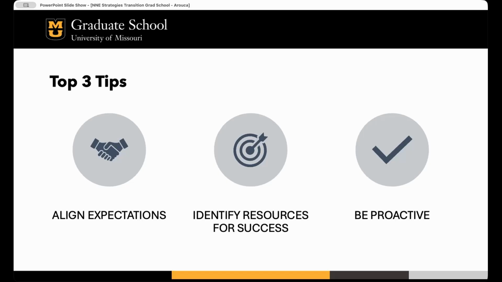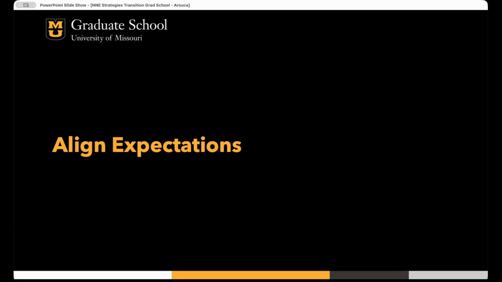The first one is to align expectations. Then is to identify the resources for success, like I was mentioning, what in my context, and then to be proactive in your graduate school life. So let's start with aligning expectations.